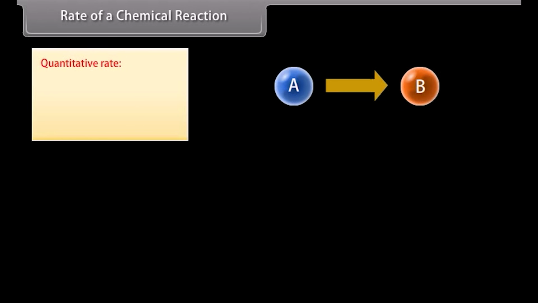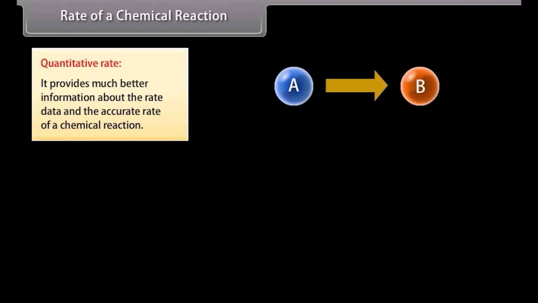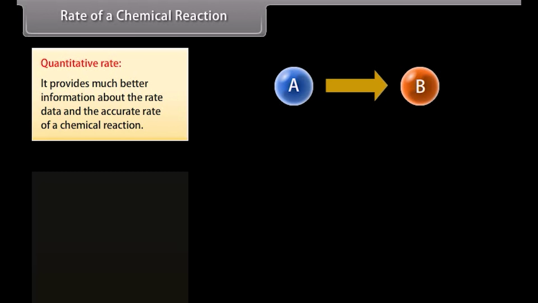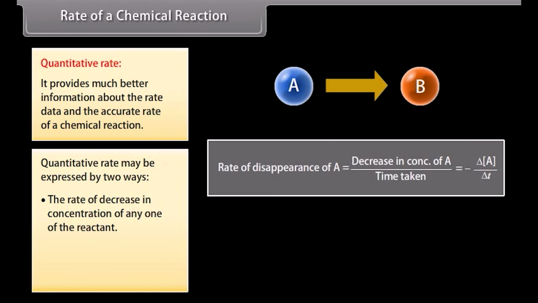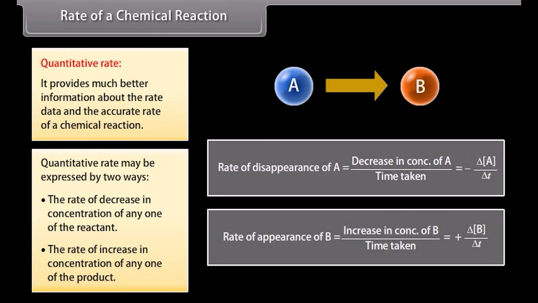Quantitative rate. It provides much better information about the rate data and the accurate rate of a chemical reaction. Quantitative rate may be expressed in two ways. The rate of decrease in concentration of any one of the reactants, or the rate of increase in concentration of any one of the products.